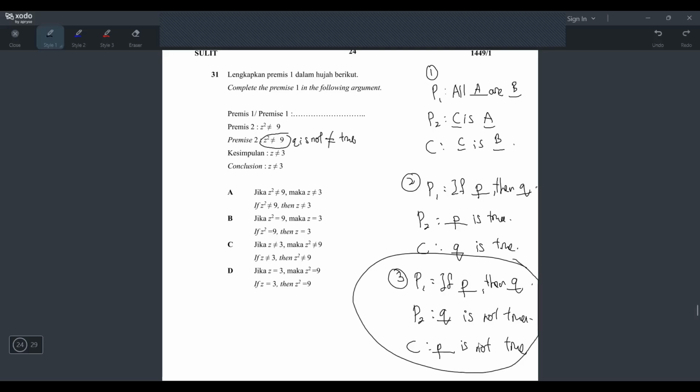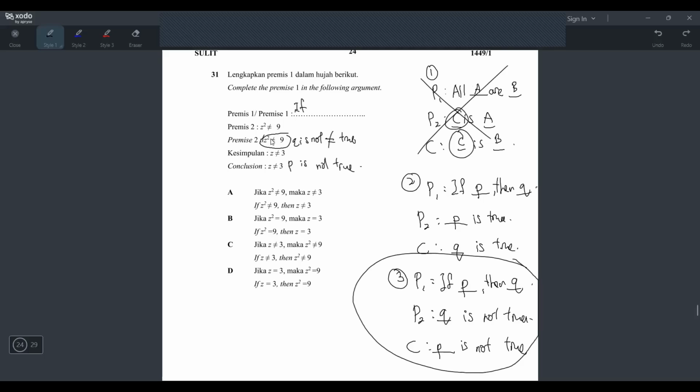And then this one has to be P is not true. So what do I have to write in my premise 1? If P then Q, right? By the way, this one confirms not the first format, because in the first format, the premise 2 and conclusion have to start with the same thing. But this one is not the same. This one is Z squared, this one is Z. That's why it's not premise 1. That's why it's either 2 or 3.